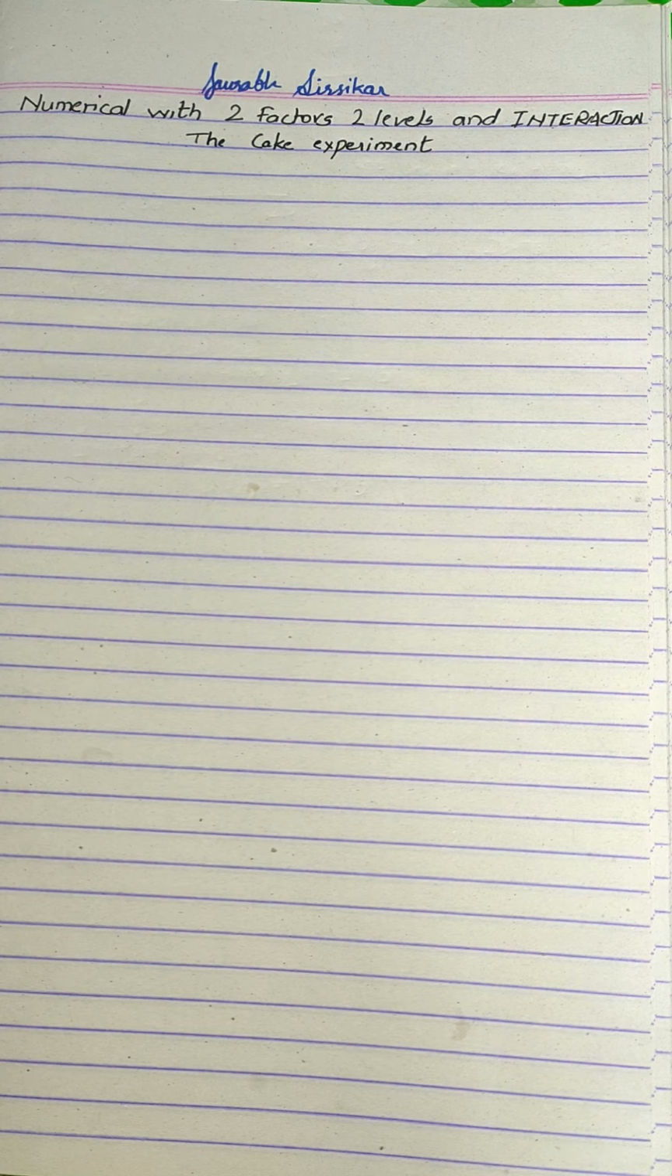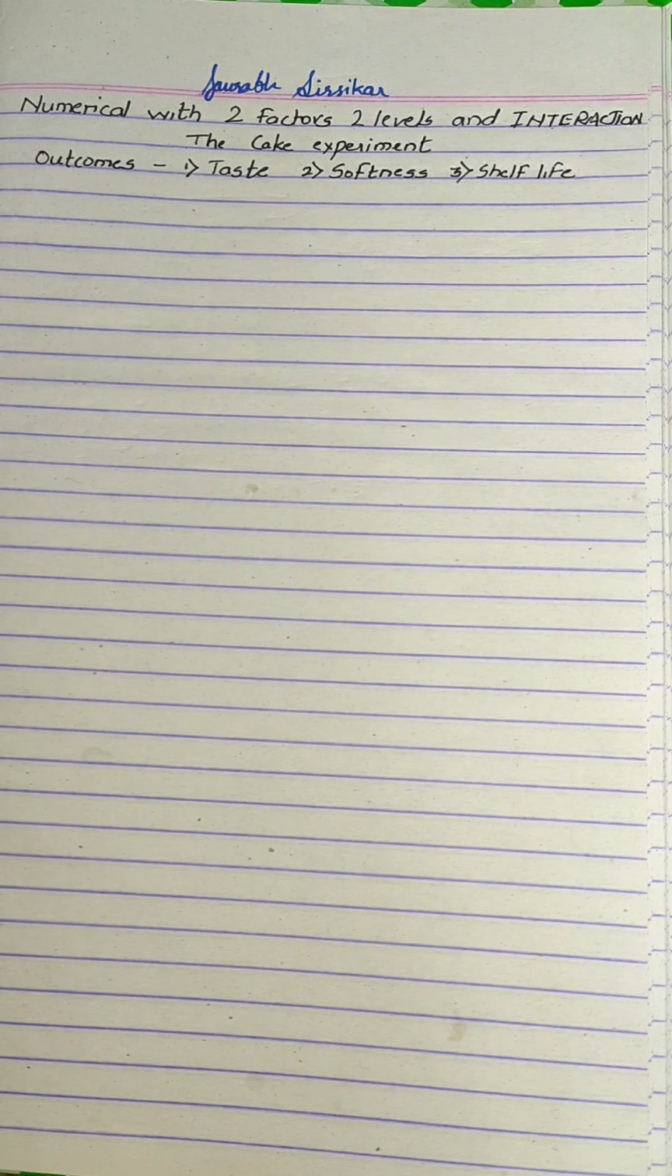So the results we are going to consider are from a student that had tried baking a cake in several experiments. He had considered three outcome variables. The first outcome variable was taste. The second outcome was softness of the cake, and the third outcome was the shelf life of the cake. Now you may ask, why did he measure three outcomes?